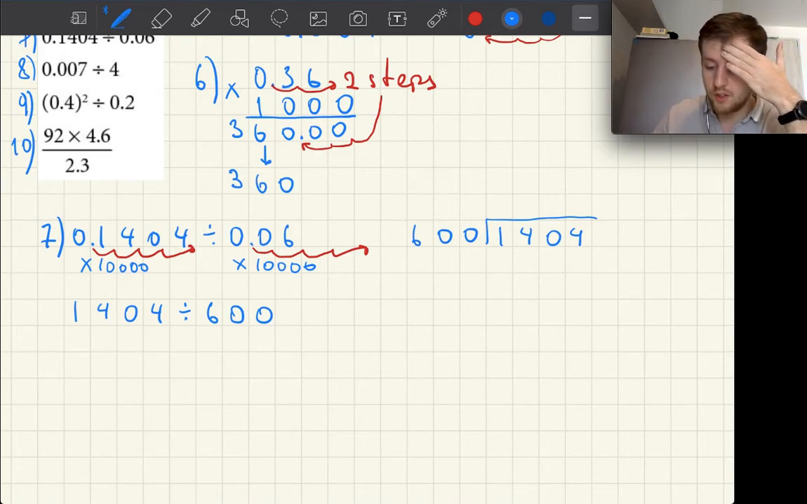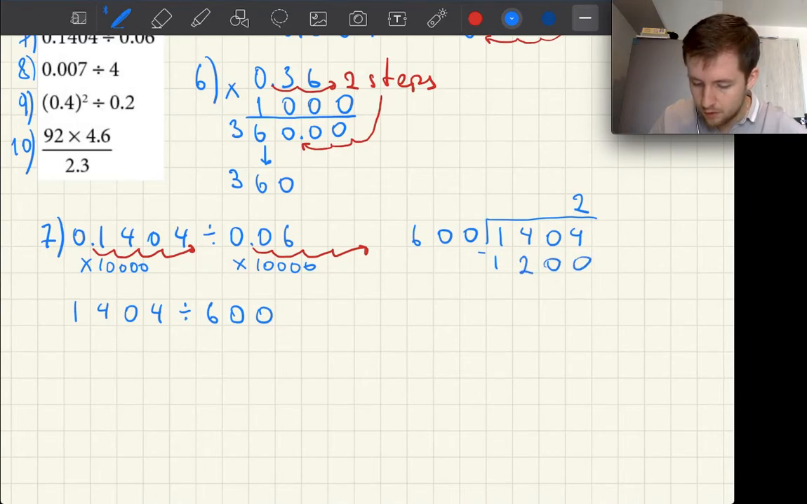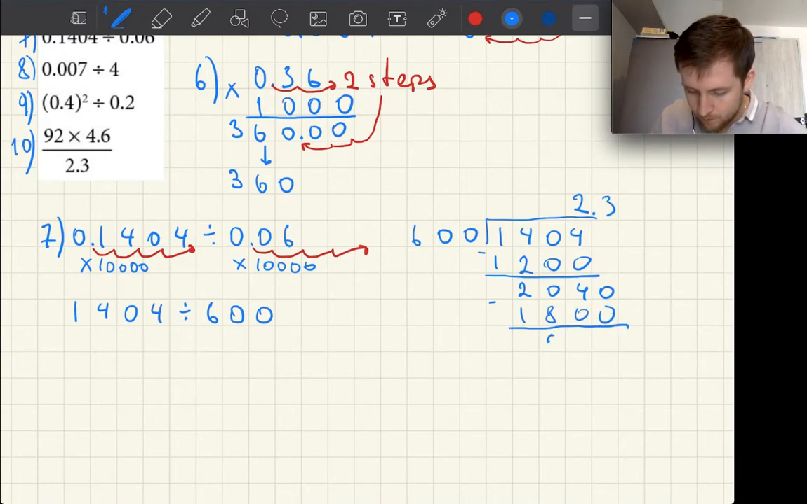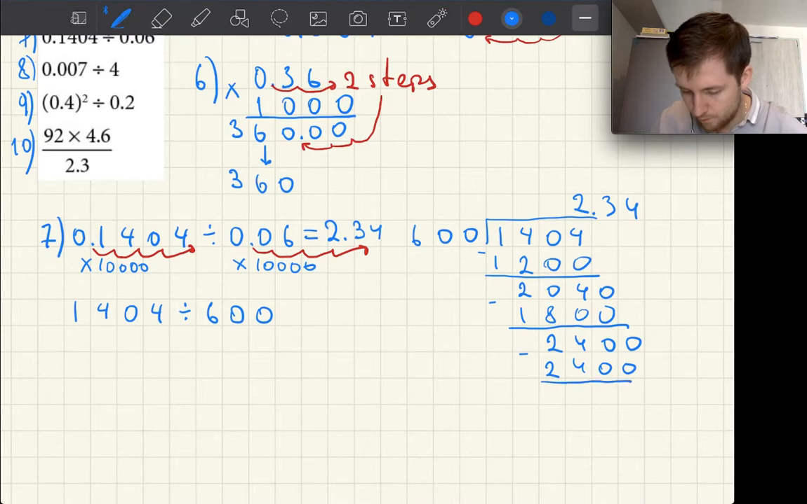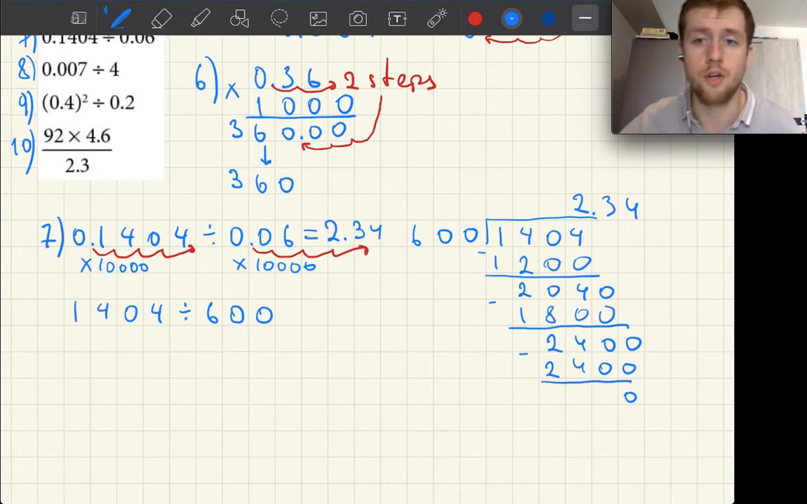Okay, so 1404 comes into 600 2 times. So that's 1200. Then we have to put a point here. Now it's 3 times. And now finally 4 times. So the answer is 2.34. That's the answer to this question. I hope it makes sense to you. Okay, let's get to the next one.